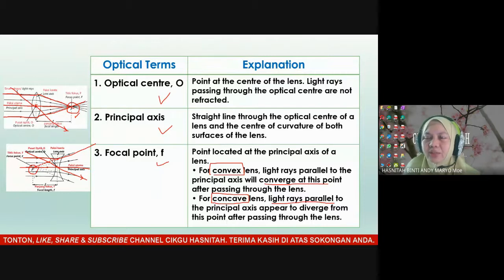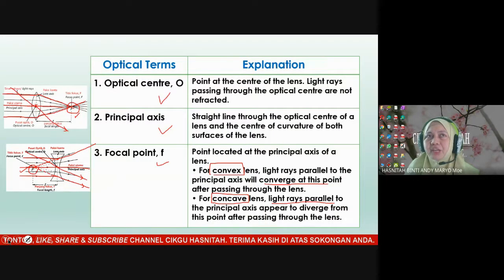The same goes for the light here. This is a light ray parallel to the principal axis. After passing through a concave lens, it diverges out, as if it is diverging from the focal point at the front. So I hope you know the position of the focal point. For convex, it is behind the lens, and for concave, it is in front of the lens.